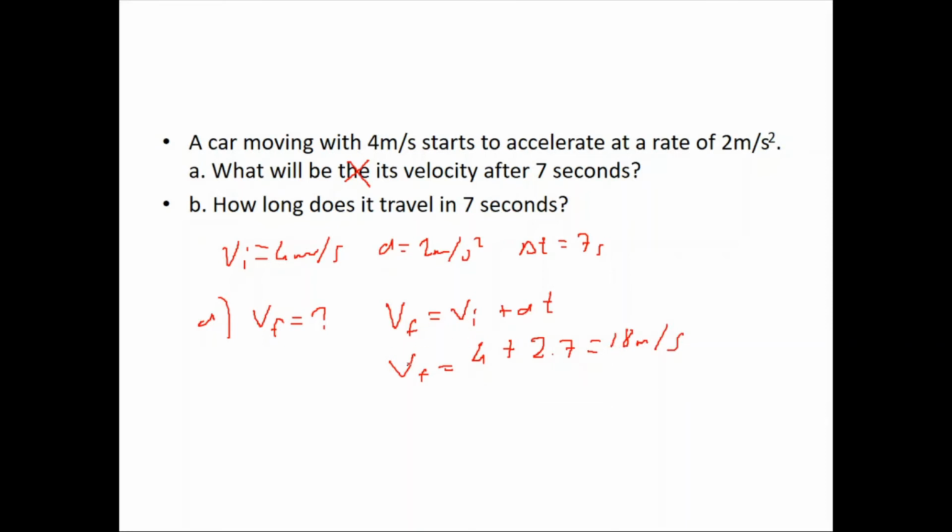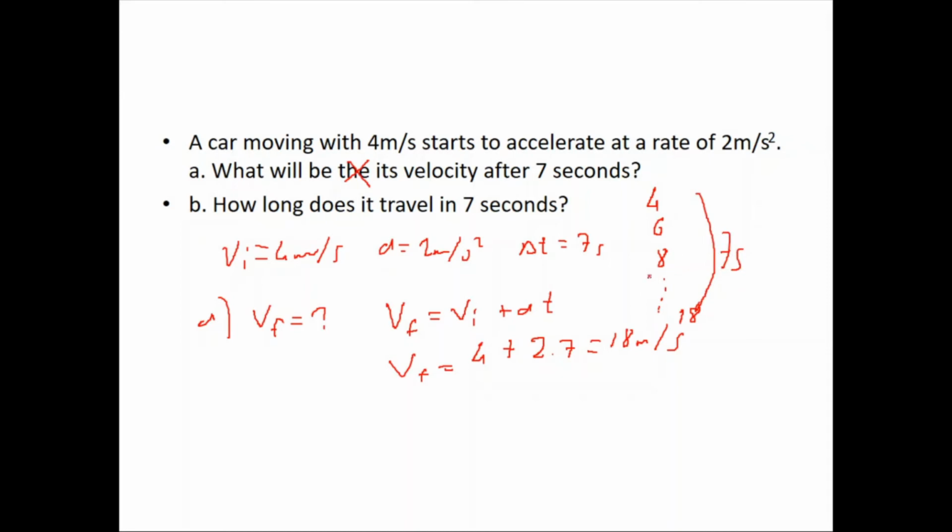You can also find the final velocity from the definition of the velocity. For example, the acceleration is 2 meters per second squared. It means that your initial velocity is 4 and the rate of change of velocity is 2. It will be 6, 8. If you continue like this, you are going to get 18 after 7 seconds.